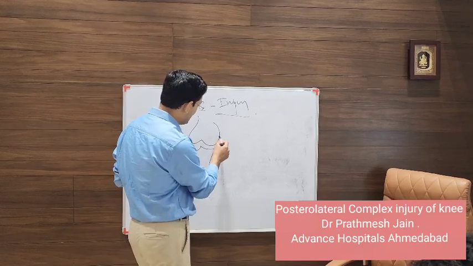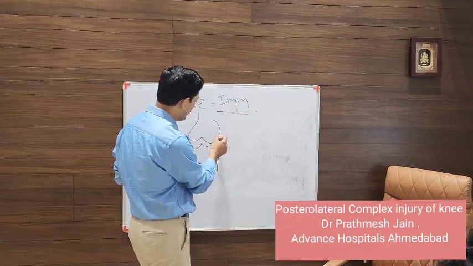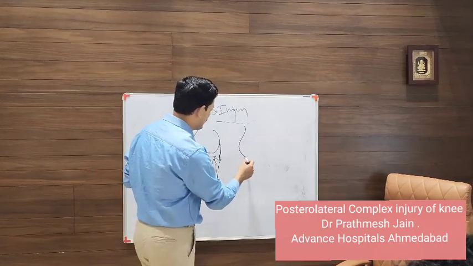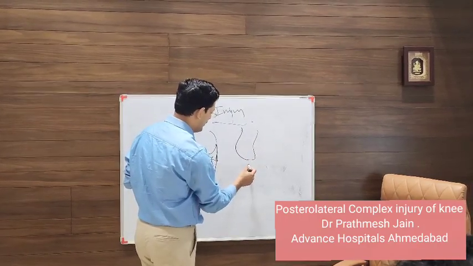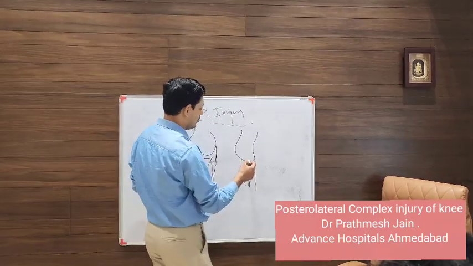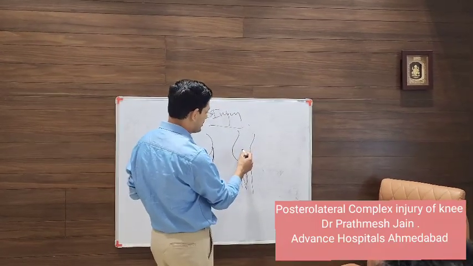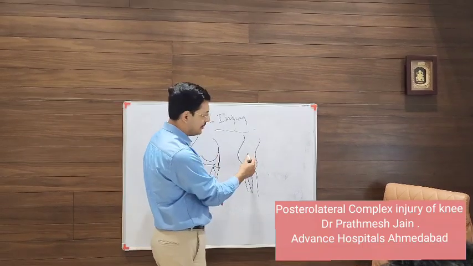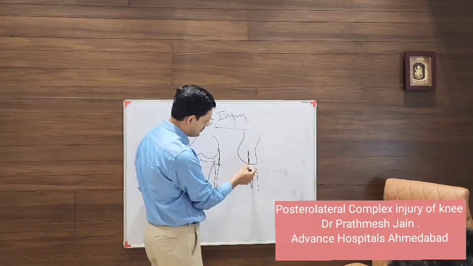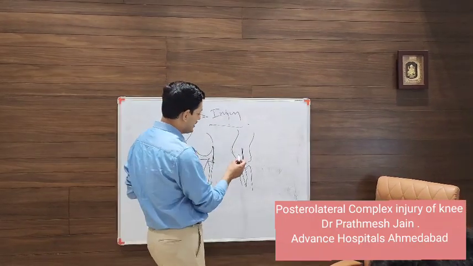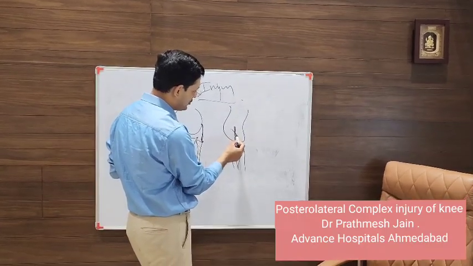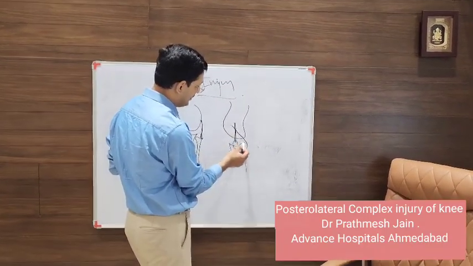The first is the LCL, which runs from the femoral condyle to the fibula. If you see the lateral aspect of the femur, and supposedly this is the fibula, this is the tibia. So the most important structure is the LCL or femorofibular ligament. So this is like this. The second structure starts from the anterior of this and goes posterior. This is called the popliteus tendon.